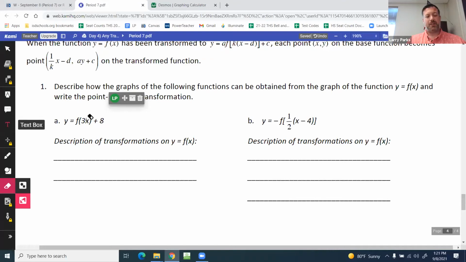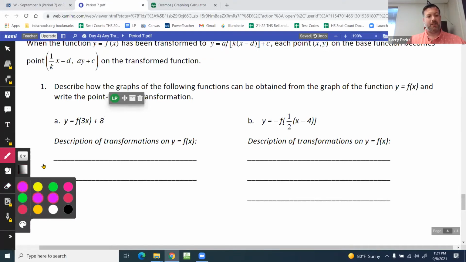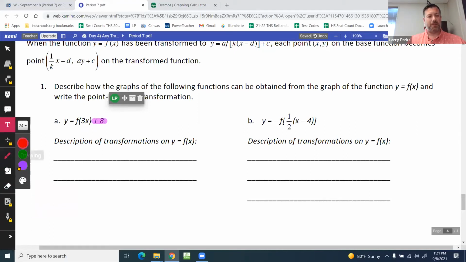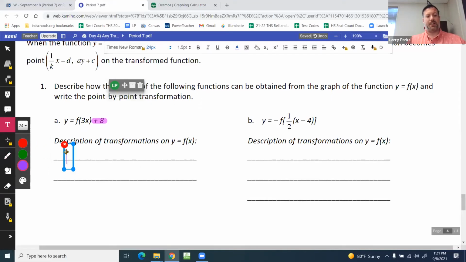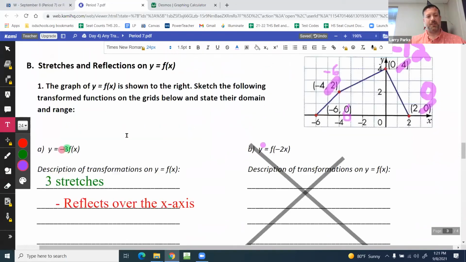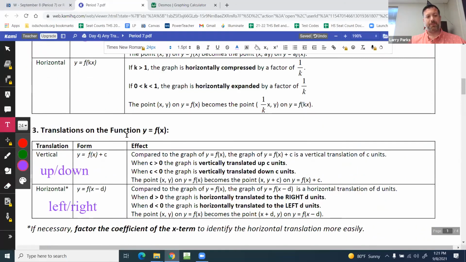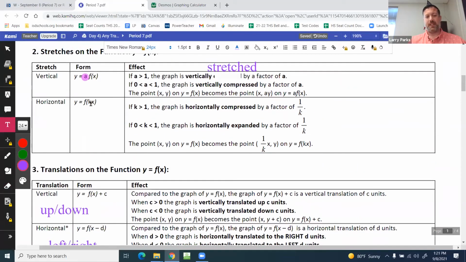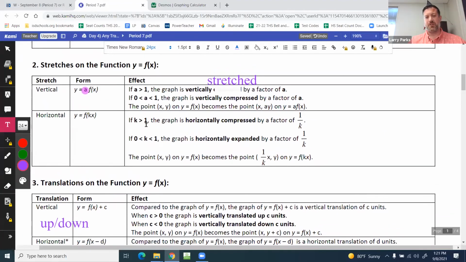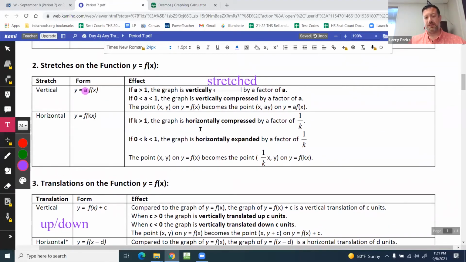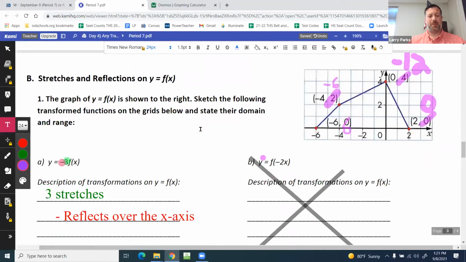The 8, so if I see the 8, remember if the 8's on the outside, it moves it up and down. Because it's positive, I would say it moves it up. So that 8, I would say it moves up 8 units. Okay. And then the 3, we could go look at, see what that means. So when the number's inside, it talks about a horizontal stretch. So I really don't want you to worry about that part.